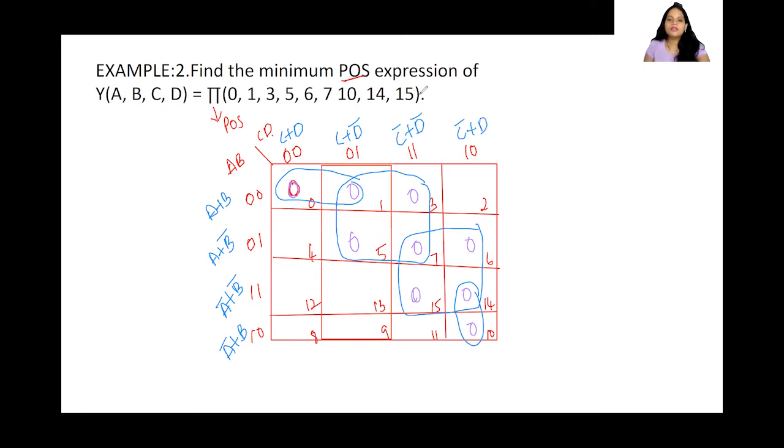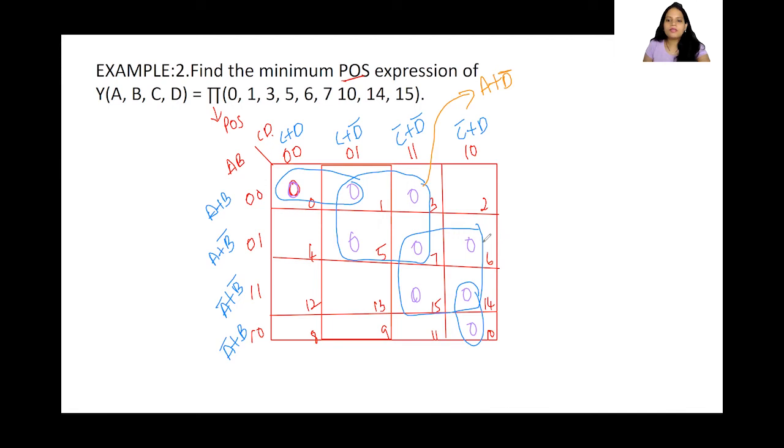Right. Now first, let us write the value for this particular quad. What is it going to be for this one? So the row value is changing from A plus B to A plus B bar. So B is changing state, hence I'm going to write only A over here. And the column value is C plus D bar changing to C bar plus D bar. So C is changing state. So I'm going to write here D bar.